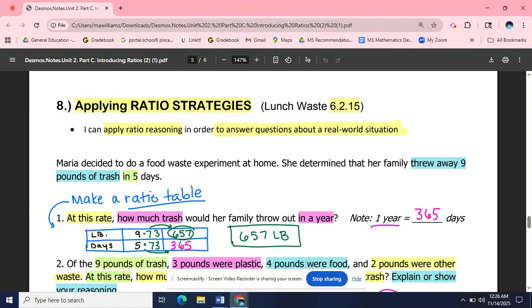Applying ratio strategies, Amplify 6 to 15. I can apply ratio reasoning in order to answer questions about a real-world situation.